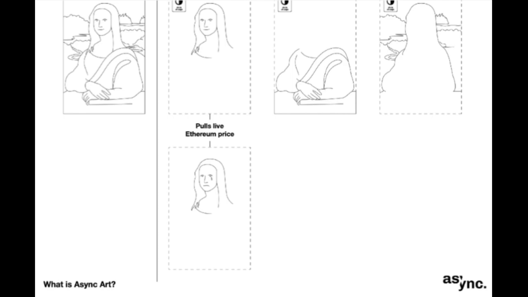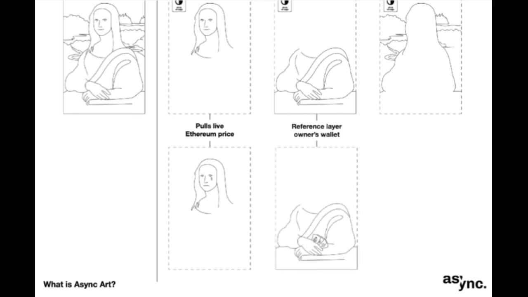For the person who owns the middle layer, the hands, maybe this person decides to, Da Vinci provided two different states, one where she's holding money, one where she's empty-handed. So in this case, the owner of that layer could decide to change the layer based on who currently owns it.